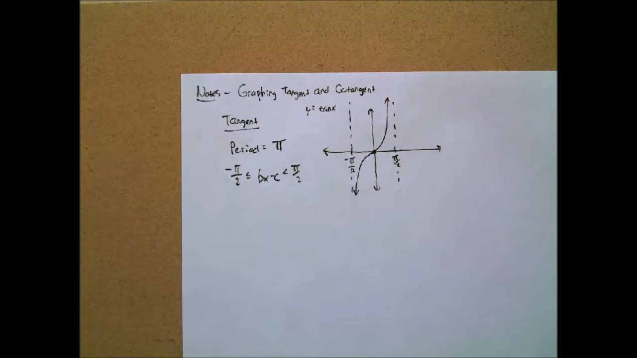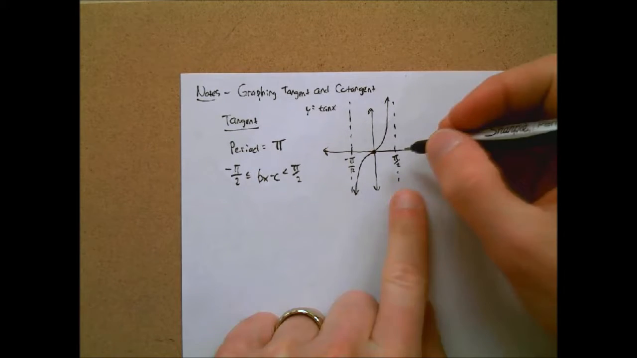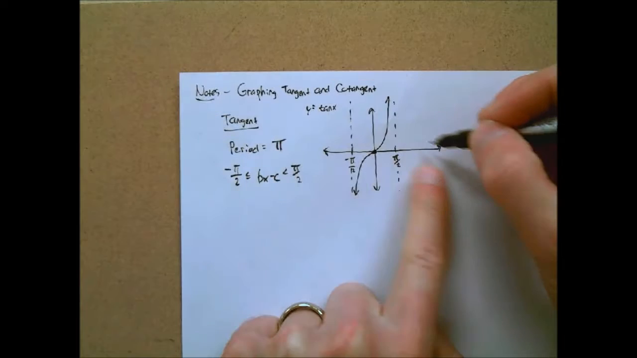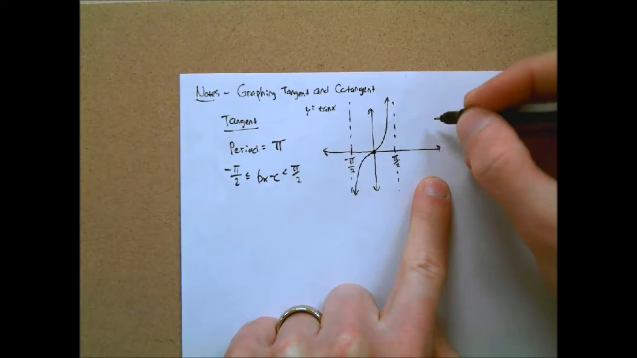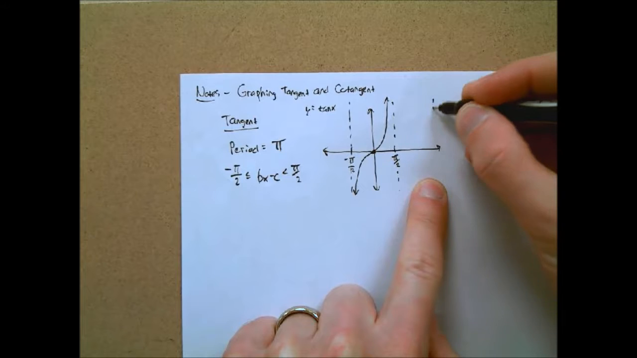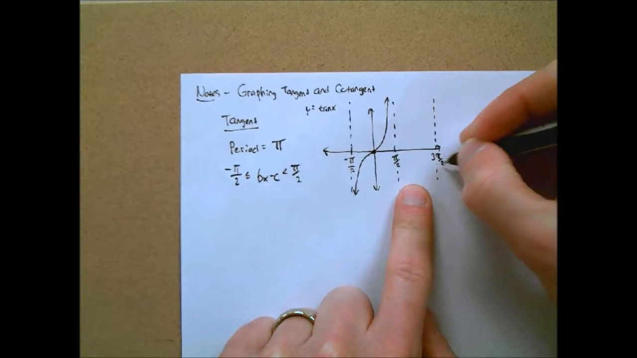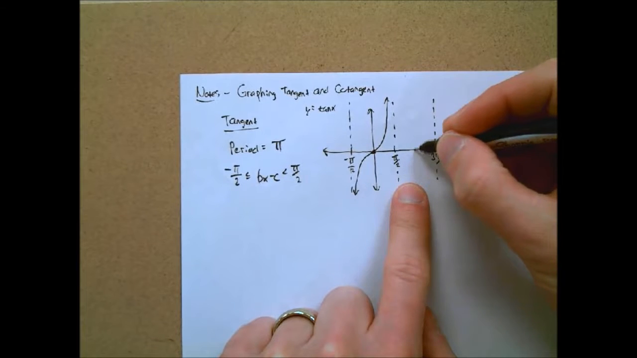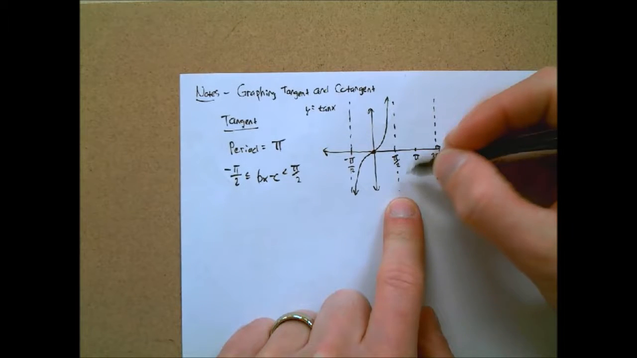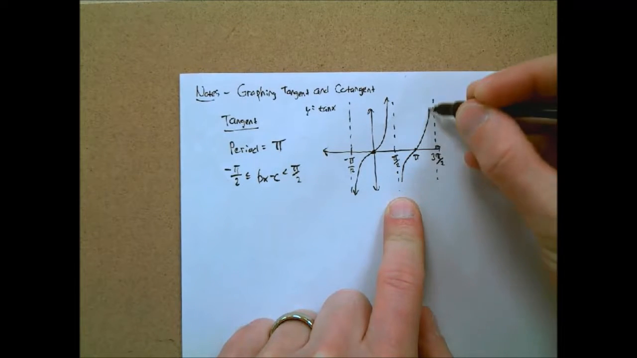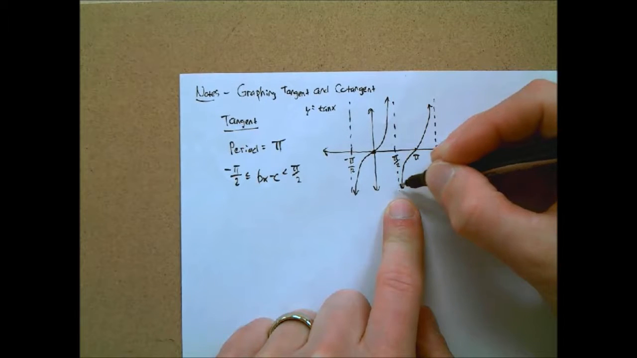Okay? And that repeats every pi. So if I want to do another full period here, I could go another pi out. Pi over 2 plus pi would get me to 3 pi over 2. The midpoint there would be just pi. And again, it would look like that.